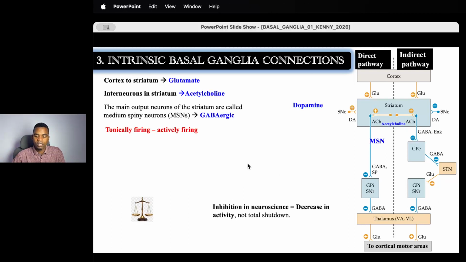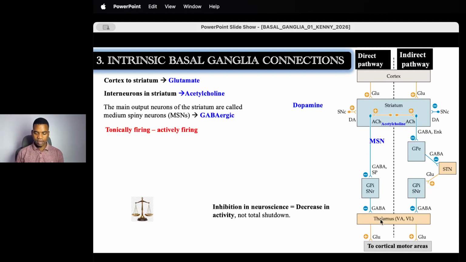A point of note in neurotransmission is that inhibition does not necessarily mean total shutdown of information. It can also mean a decrease in activity. This is very important, because we're going to see some neurons are inhibitory, and we're going to say this is only a decrease in activity. But we also have another important terminology here, which is called tonically firing, and tonically firing means actively firing, continuously firing. Okay, let's start with the direct pathway to see what's happening.